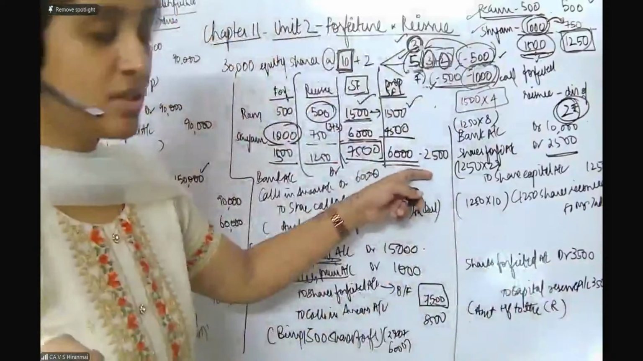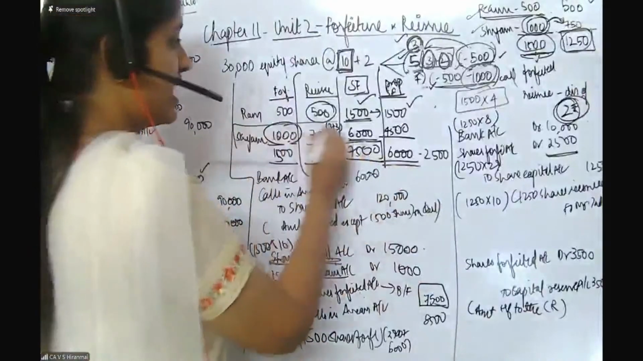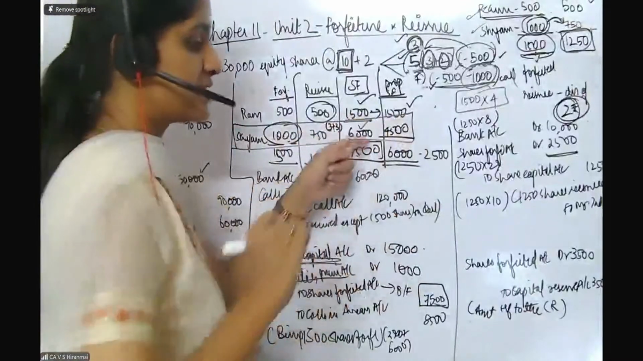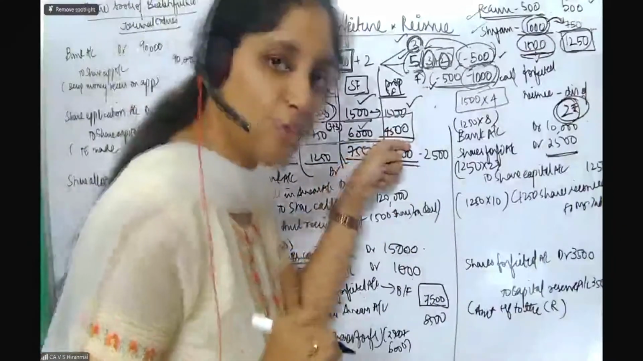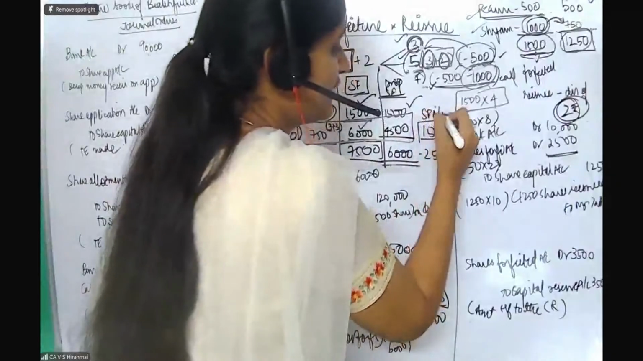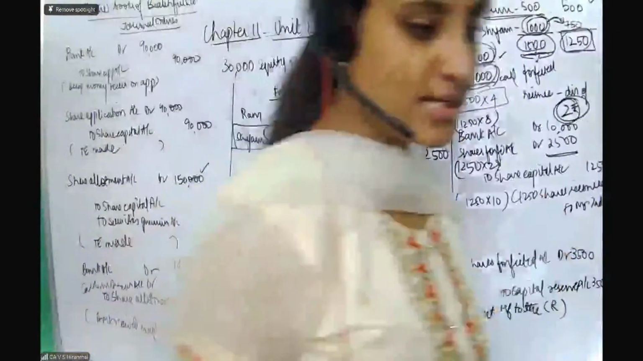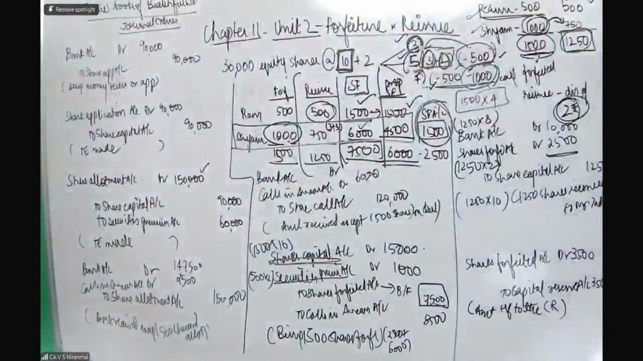Okay. Now, my dear students, what is the amount still pending? For Shyam, total received was 6,000, but I took only 4,500. So 1,500 is still in the shares forfeited account. There will be a balance because I have only partly reissued. I have not fully reissued. So I will be considering it only as partly reissued and not fully reissued.